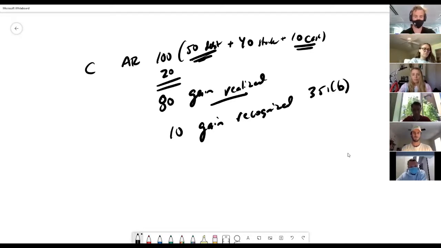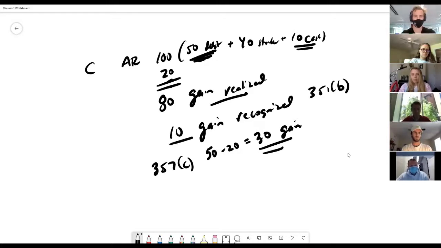We also, under 357(c), have 50 of debt assumed and only 20 of basis. So this is a situation where liability is assumed in excess of basis. So 50 minus 20, we have another 30 of gain recognized under 357(c). So you have a total of 40. So the answer is C has 40 of gain recognized.